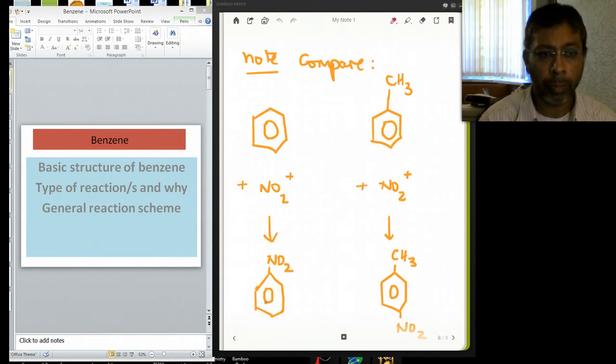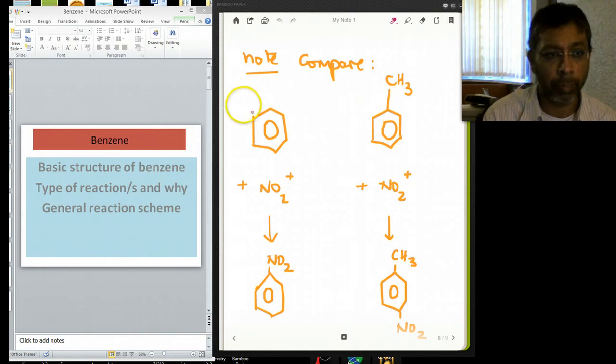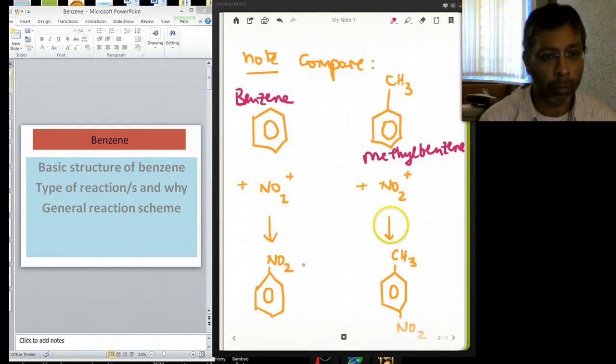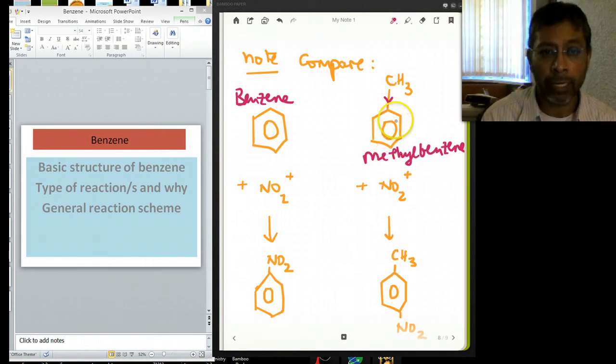Let's compare benzene with methyl benzene. Then we'll have a look at a mechanism. Now you may be asked to compare the reactivities of benzene and methyl benzene. If you look at the methyl group, it has a positive inductive effect in that it releases electrons into the ring, pushes electrons into the ring, making the negative charge in the ring greater. If it's greater in here now, it's more susceptible to attack by the electrophile.